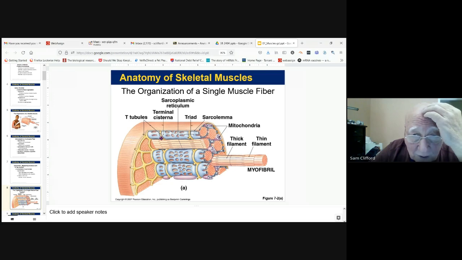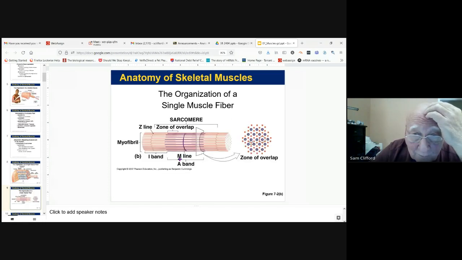Around some T tubules are a triad, which has two terminal cisterna and one T tubule. So the sarcoplasmic reticulum is this network of branched or storage sacs that hold calcium. If you look at an individual muscle fiber called a myofibril, it's going to be made up of an I band and an A band.